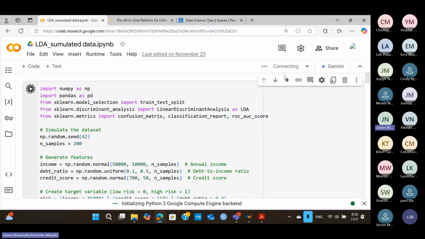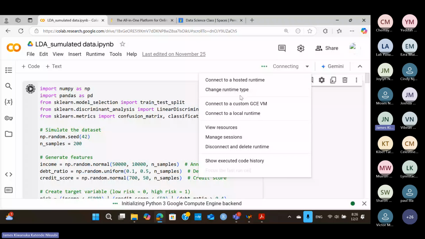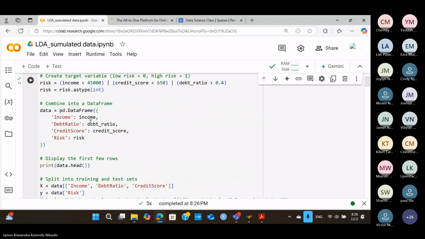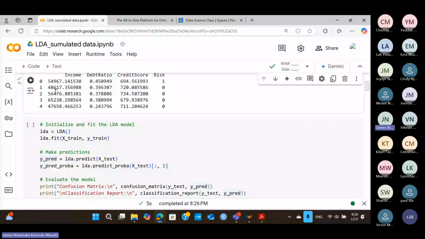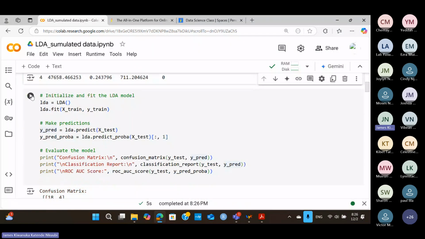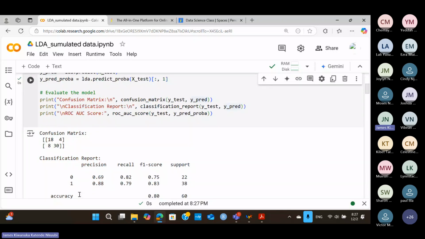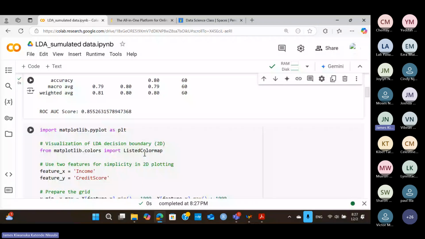So I'm running, okay, I need to connect the runtime. I think it's still connecting. So here is, I've run that, and now we have the data. So the next one, I will run it, and it will produce our confusion matrix. And we can see what it does.